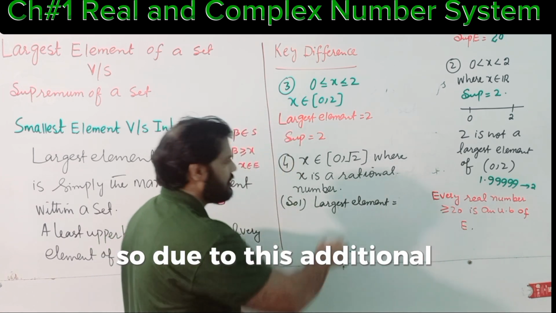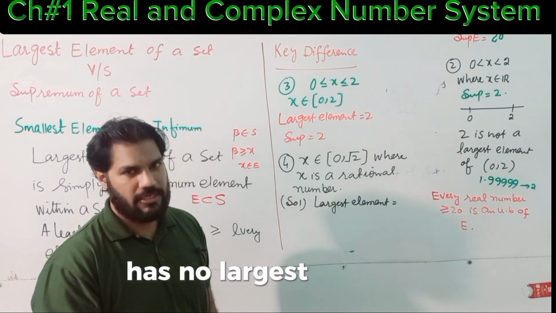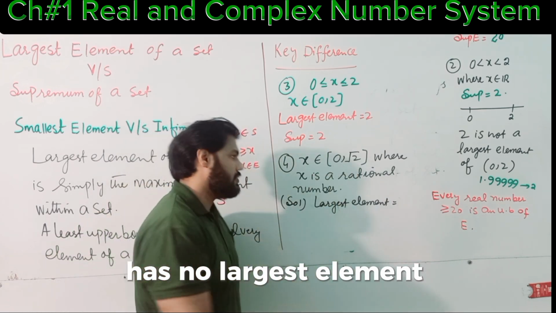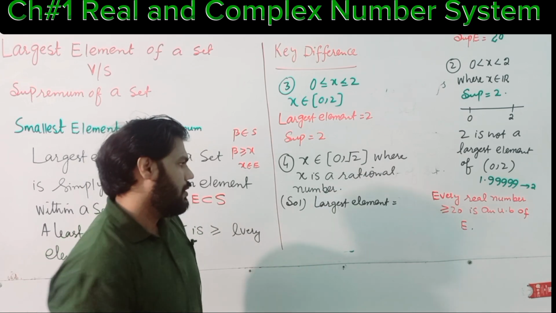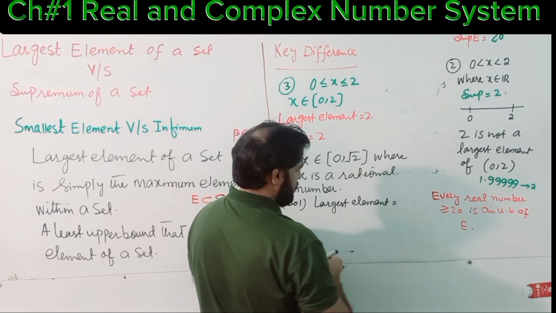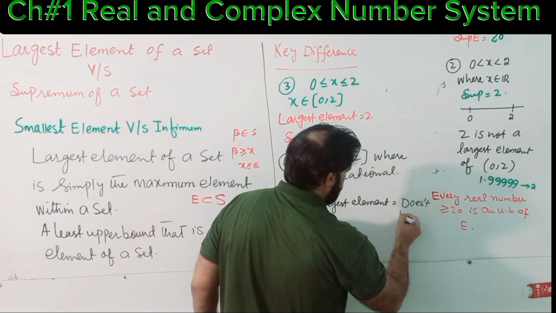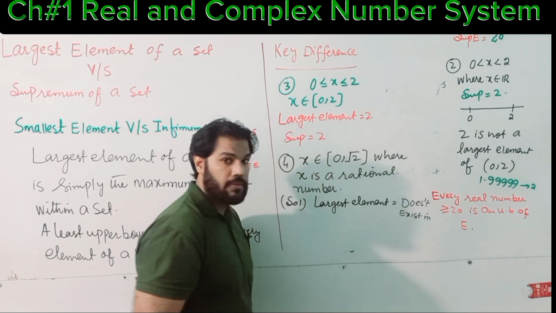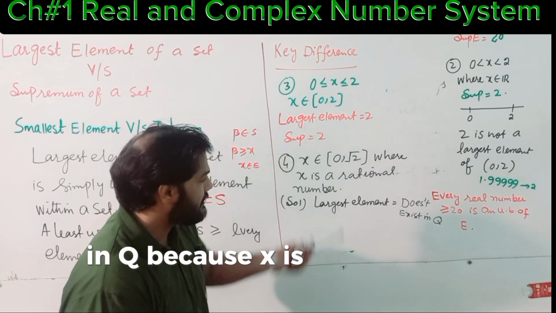So due to this additional condition, this set again has no largest element. Even if square root 2 belongs to this interval, due to the condition that our x is a rational number, square root 2 is not a rational number. That's why this set has no largest element. It does not exist in Q, because x is a rational number.